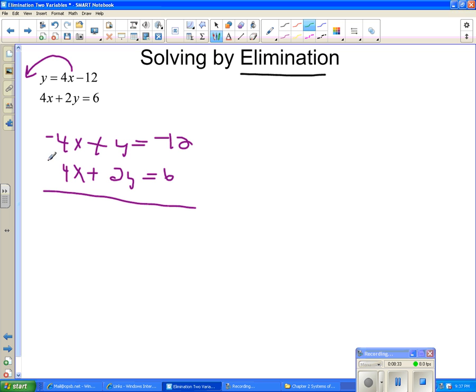I'm looking at the system, and I see I have opposites already in place. I see I have a negative 4x and a plus 4x. That means that will cancel. So that can go ahead and get rid of my negative 4x and 4x, and I get 3y equals a negative 12 plus 6, which would be a negative 6, divide by 3, so y is negative 2. Now, I know what y is.